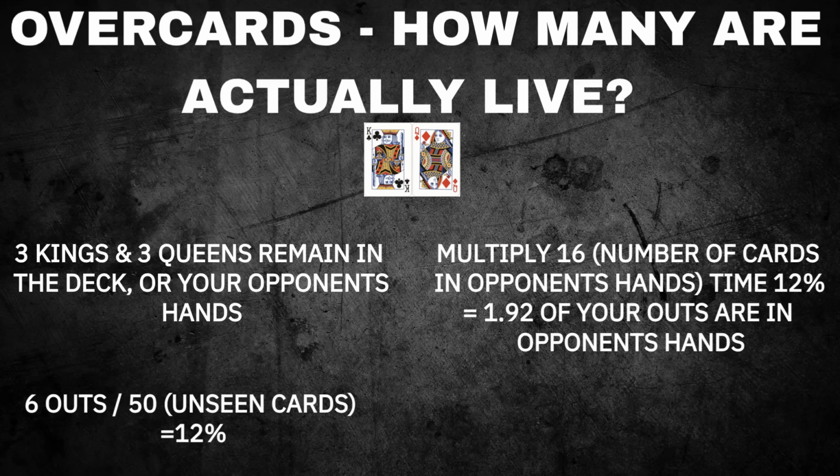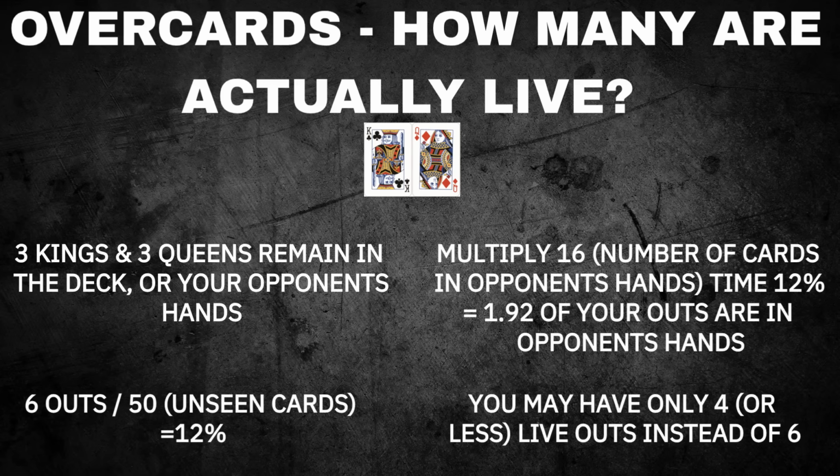On average, nearly 2 of your 6 overcard outs are already in opponents' hands before the flop is even dealt. That means you may only have 4 outs, not 6. Your equity is overestimated if you assume all 6 are live. Overcard value is often overstated in multi-way pots, especially in full-ring games. If you're basing decisions on your 6 outs to top pair, just remember, you might only have 4 or fewer. Knowing how many of your key cards are likely gone can help you avoid tricky situations where your equity just isn't what it seems.